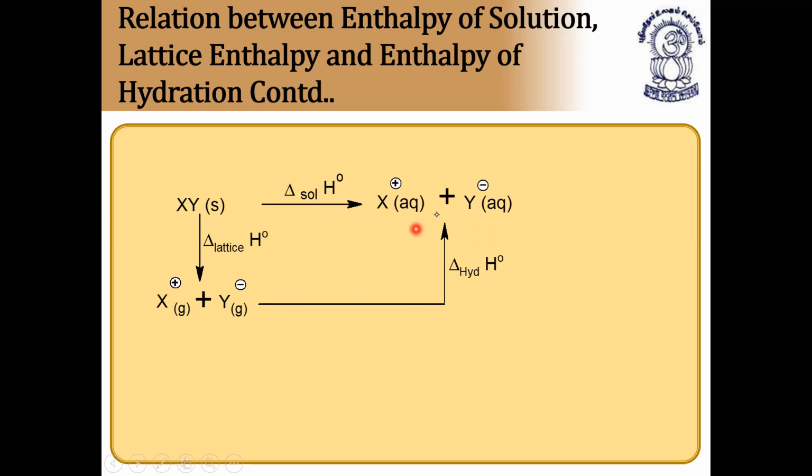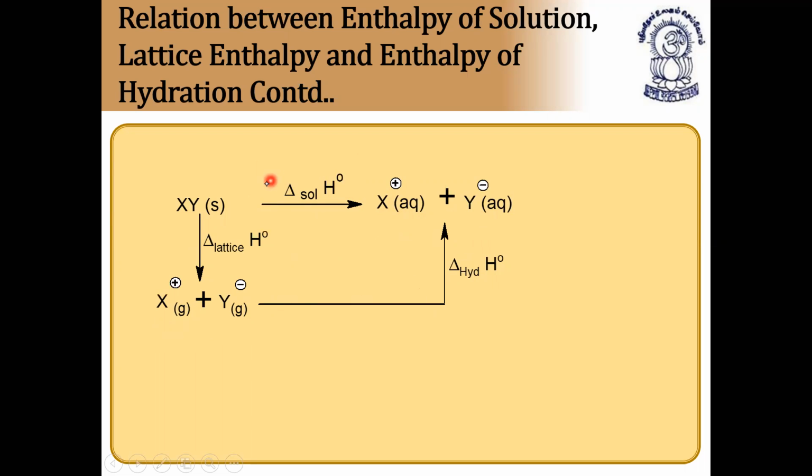And the hydration enthalpy forms this aqueous solution. So simple it is. Just see here. In the first process, the solid changes to gaseous ions through the lattice enthalpy. And these gaseous ions, when dissolved in water, that is hydration enthalpy, form X plus ions and Y minus ions aqueous. On the whole, this is called delta H of solution, that is the enthalpy of solution.